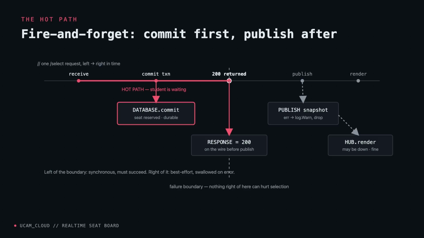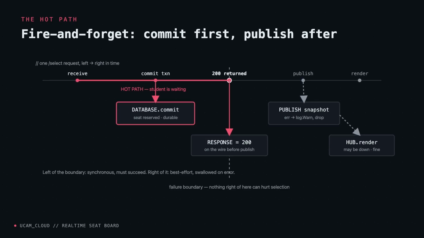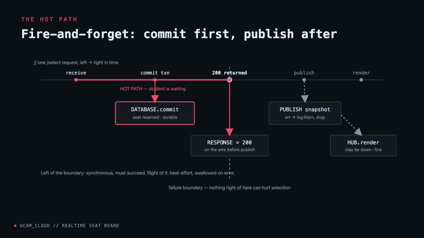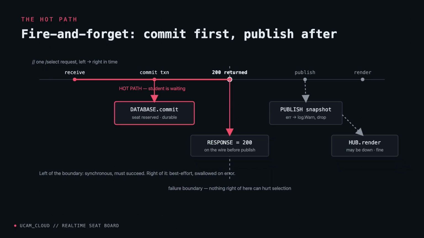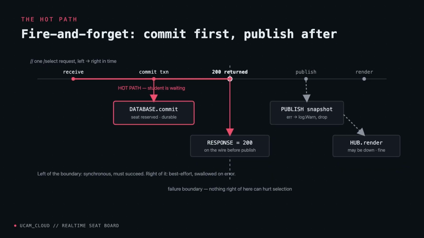The key to this design is the fire and forget approach. Once a seat is reserved and a response is sent to the student, the system publishes the update to Redis without waiting for confirmation that it has been successfully processed. This ensures that the selection process remains quick and responsive, even if the real-time server encounters issues.